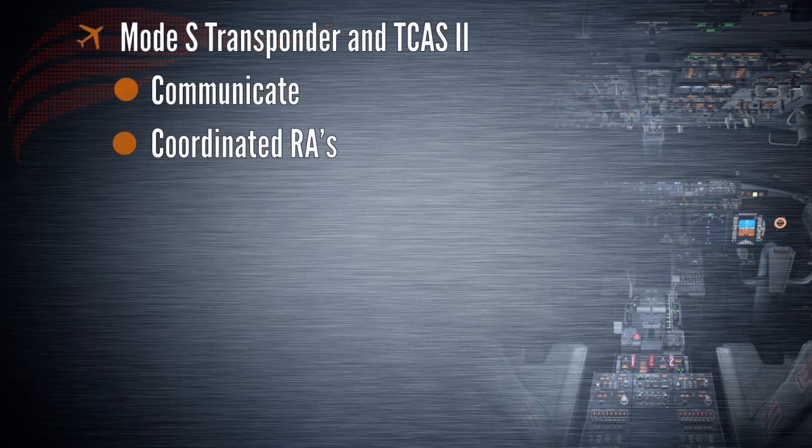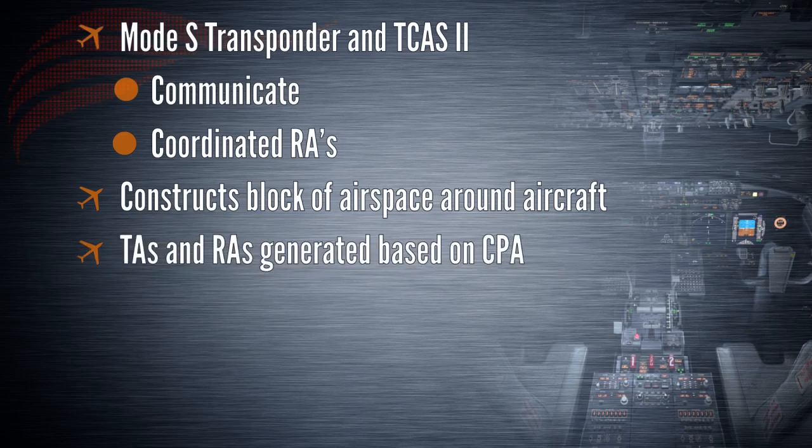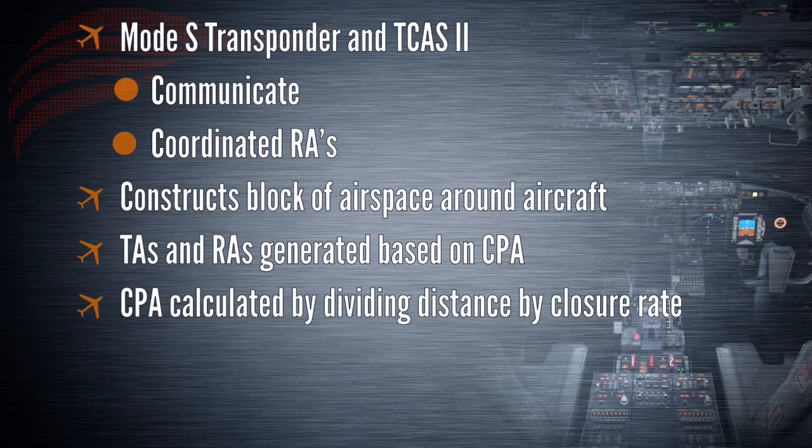To provide advisories, TCAS constructs a three-dimensional airspace around the aircraft where a high likelihood of traffic conflict exists. The dimensions of this airspace vary depending on the closure rate with the conflicting traffic. Traffic advisories and resolution advisories are generated based on a closest point of approach, or CPA. The closest point of approach is the point at which the separation between the two aircraft will reach a minimum value.